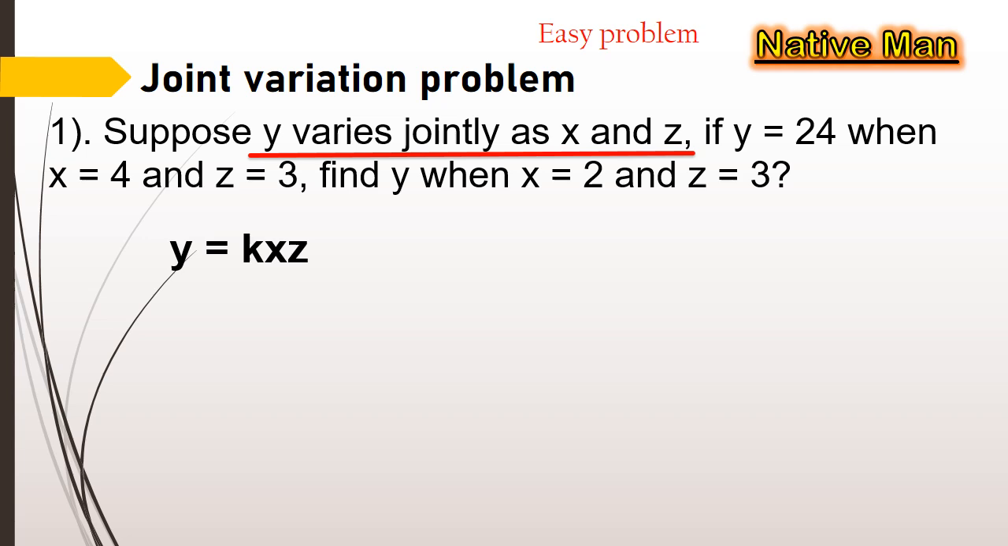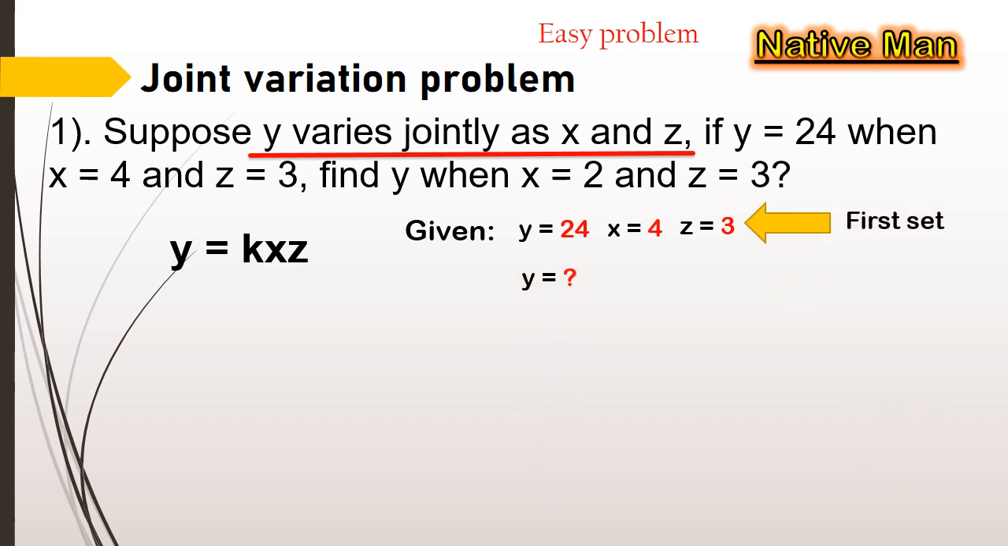Okay? So, identify natin yung given to solve the problem. Okay? Given is y is 24 when x is 4 and z is 3. That is the first set. Okay. Second set po natin. Find y. So, y is unknown when x is 2 and z is equal to 3. That is the second set.